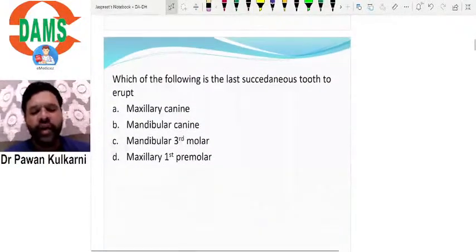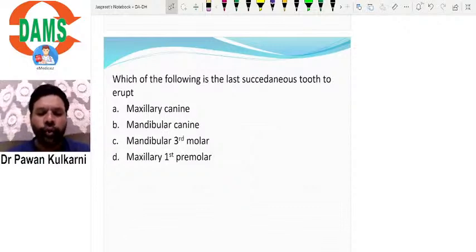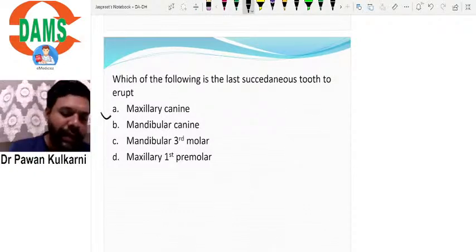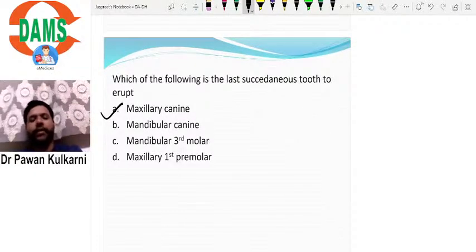Okay, which of the following is the last succedaneous tooth to erupt? The last succedaneous tooth means the last tooth to erupt in the oral cavity. Permanent succedaneous teeth replace primary teeth. We have certain teeth which are not succedaneous, like the first molar, second molar and third molar, which don't have any predecessor. So the last succedaneous tooth to erupt into the oral cavity is the maxillary canine.